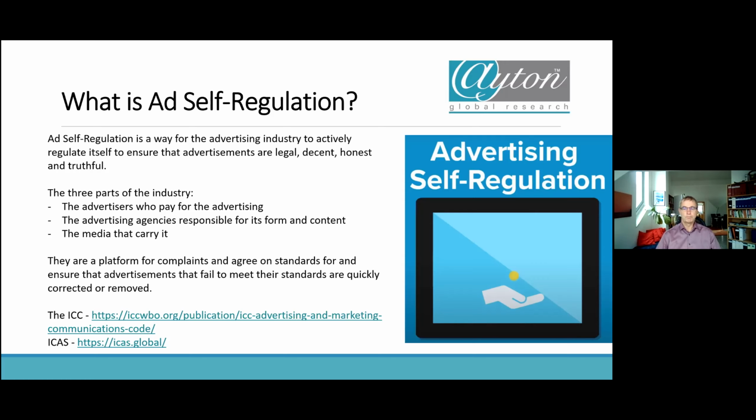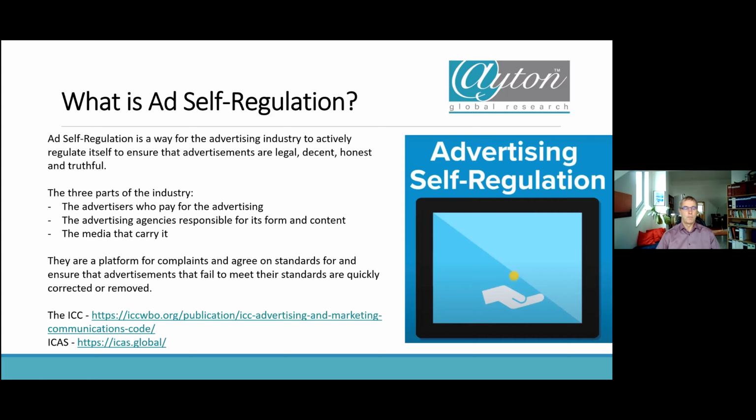And there are three parts of the industry that need to be aware of this. It's the advertisers who pay for the advertising, the agency responsible for its form and content, and the media that carry it. So if you're part of that industry, you need to be really aware of what the advertising codes are in the countries that you're selling the product. A couple of helpful links there.